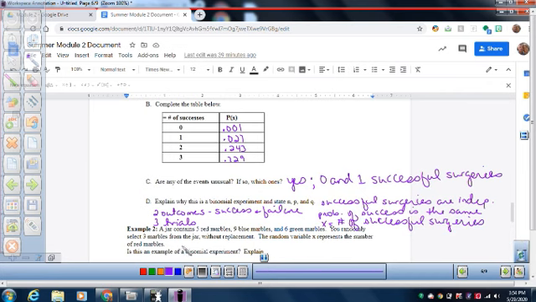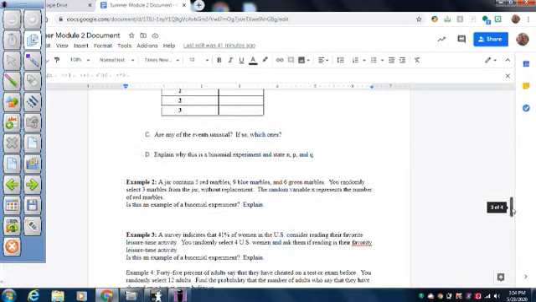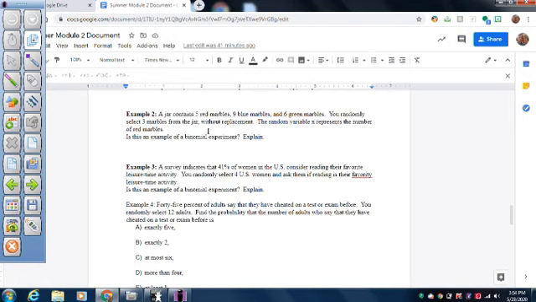Looking at example 2, based on what I've said, I'm actually going to let you go back. These answers will be posted, but I want to let you go back and look at why this would not be binomial. Red marble, so you do have only two outcomes. You draw a marble, it's either red or it's not. You are going to draw three marbles. But the fact that it's without replacement means your probability of success does not stay the same.